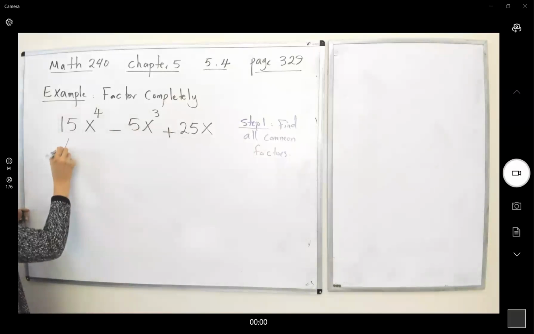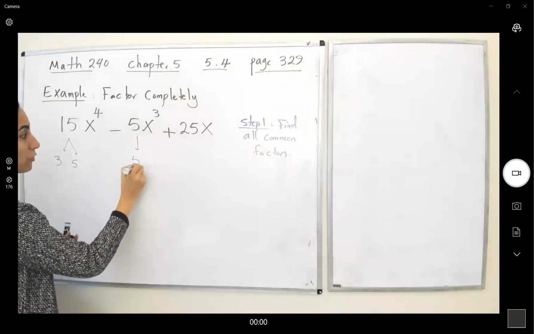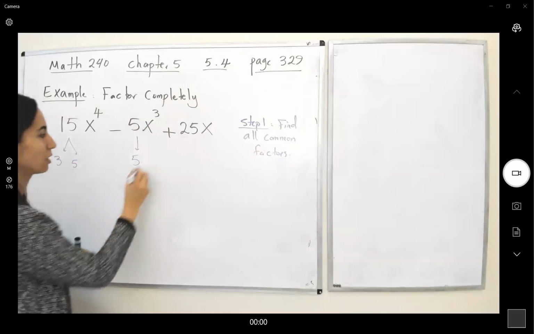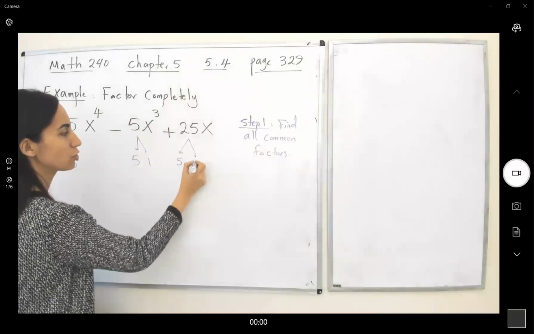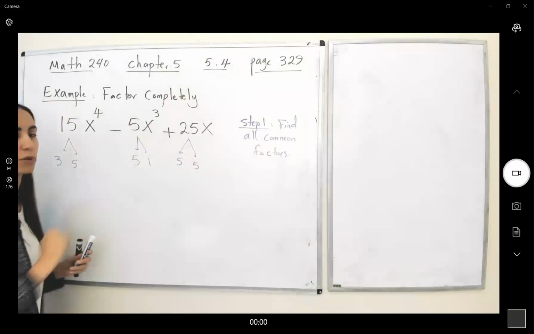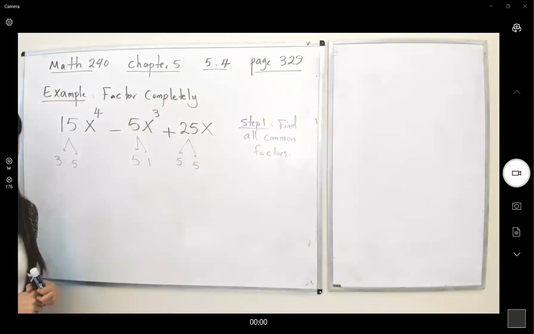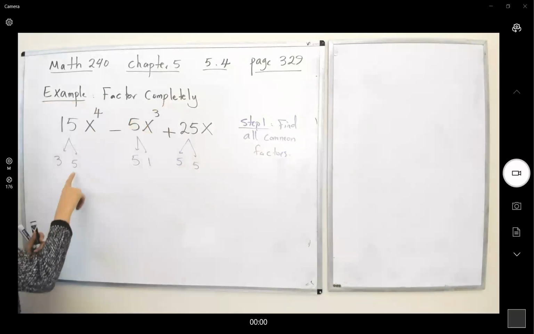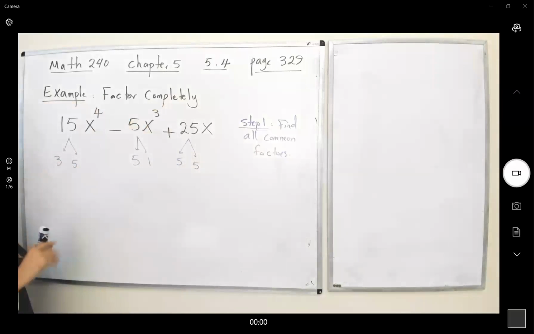15 is actually 3 times 5. 5 is just 5. 5 times 1, you might say. And 25 is 5 times 5. So what is the number that is repeated in all of these terms? The common number, as you guessed, is 5. So I can factor out 5.